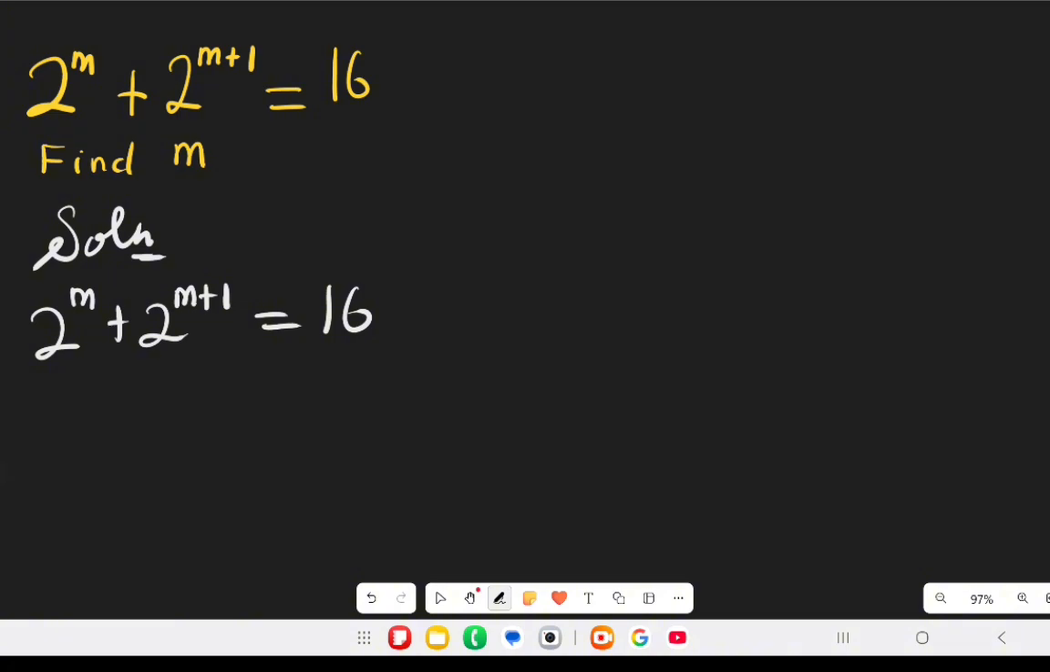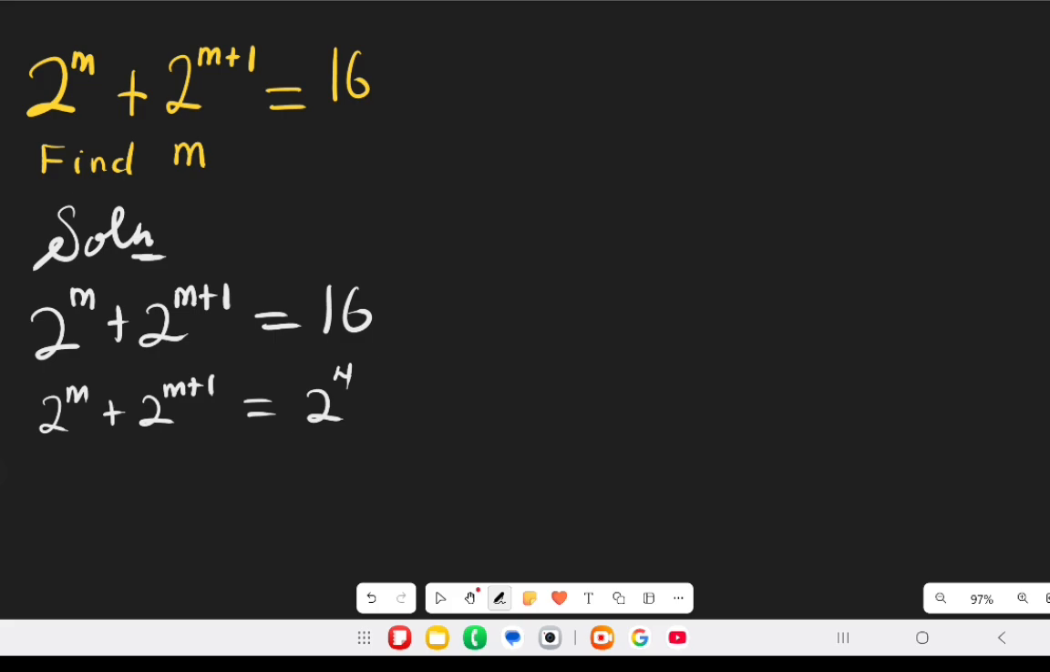Now we change everything to base 2. We have to change the right hand side, which is 16, to base 2. That will give us 2 raised to the power of n plus 2 raised to the power of n plus 1 equals 2 raised to the power of 4, because if you multiply 2 by itself 4 times, it gives you 16.